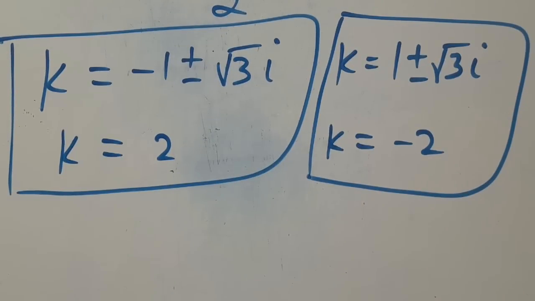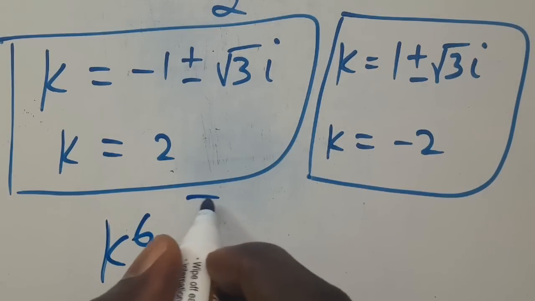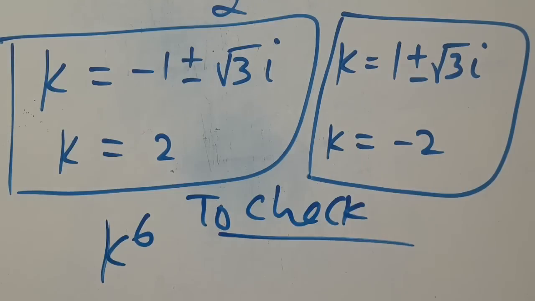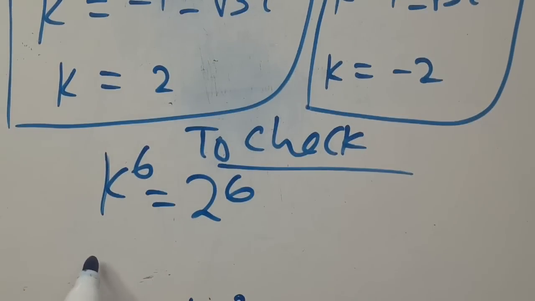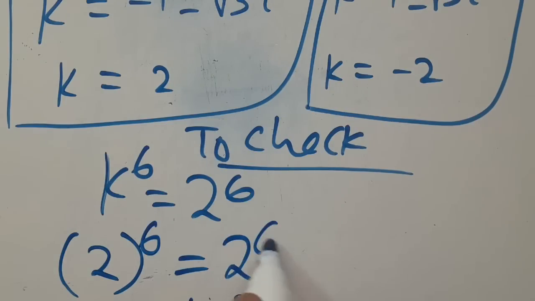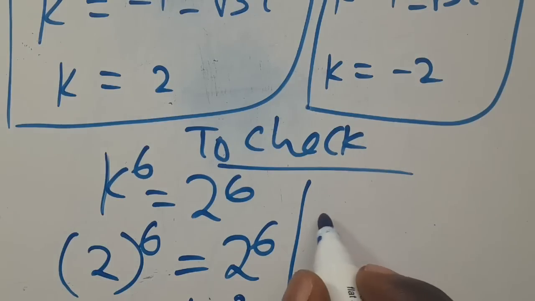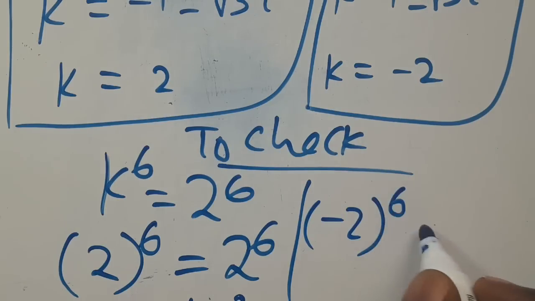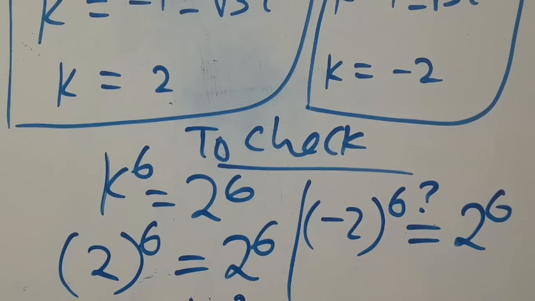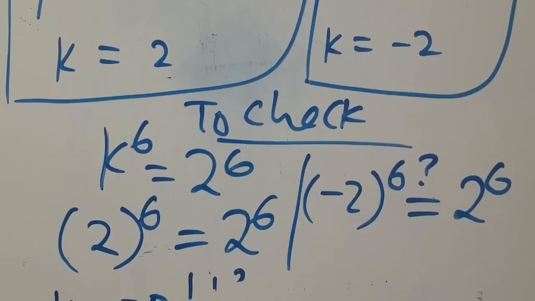So when you have k to the power of 6 to check, that equals 2 to the power of 6. Definitely, here will be 2 to the power of 6 equals 2 to the power of 6. And likewise, when k equals minus 2, it will be minus 2 all in bracket to the power of 6. Is this going to give us 2 to the power of 6? But remember that this power is even, and this will be positive, then 2 to the power of 6 will be equal to 2 to the power of 6.